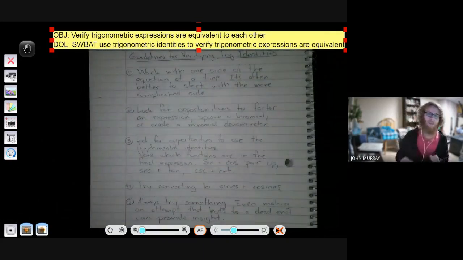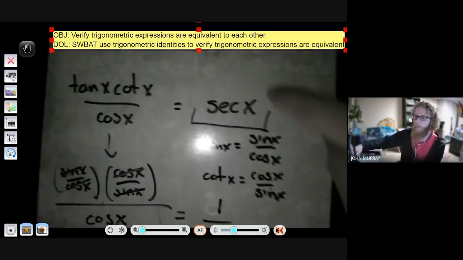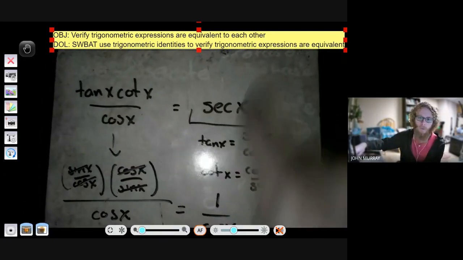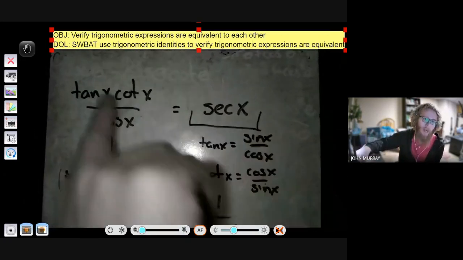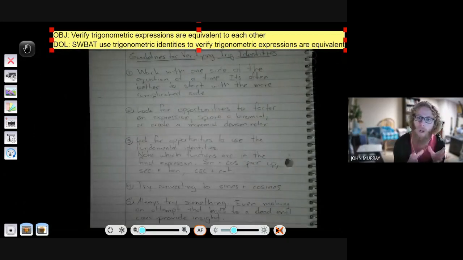So we have 5 main guidelines for verifying trig identities. Our first one is to work with one side of the equation at a time, and that's what we've been doing. It's often better to start with the more complicated side, right? We want to simplify. In this example, it'd be really hard to take this secant and expand it to look like this. I can use 1 over cosine, but how do I get from that to having extra terms? So take the more complicated side and stick with that side.